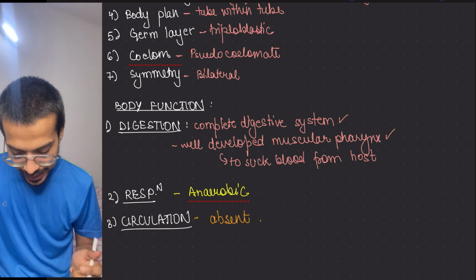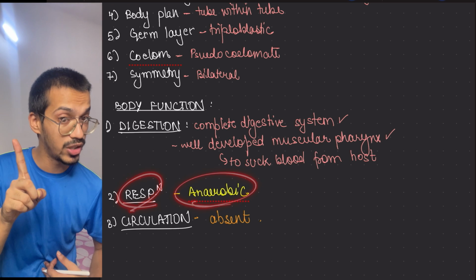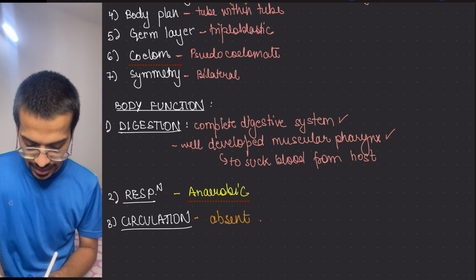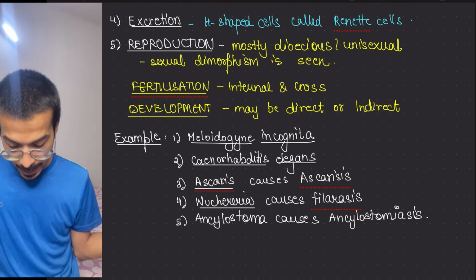Okay. Now, next thing is their respiration. They are anaerobic since they are endoparasites. They are present inside the body, oxygen won't be available, so they will be anaerobic. Then circulation is absent in their body as well. Coelomic circulation is just being the part of them.